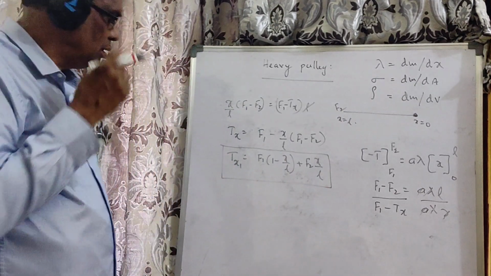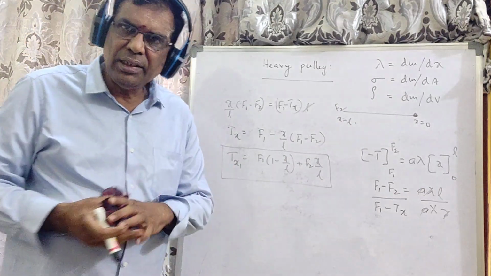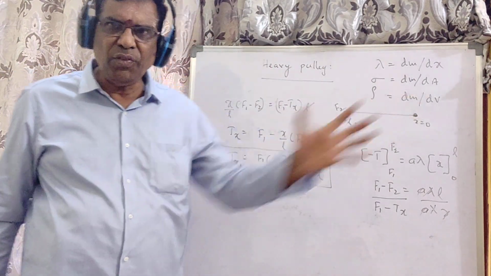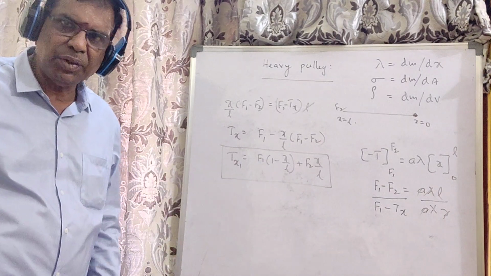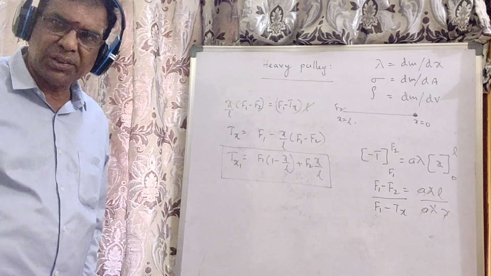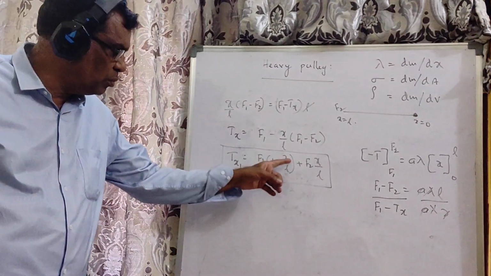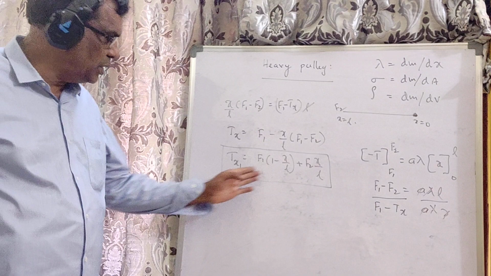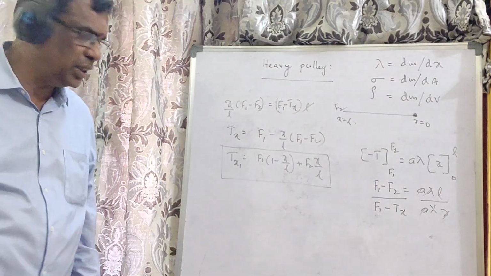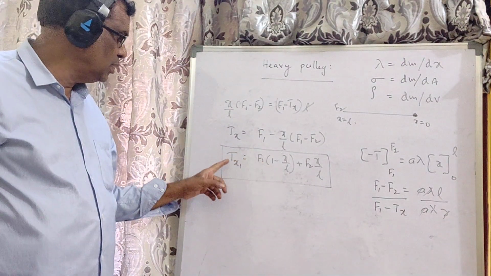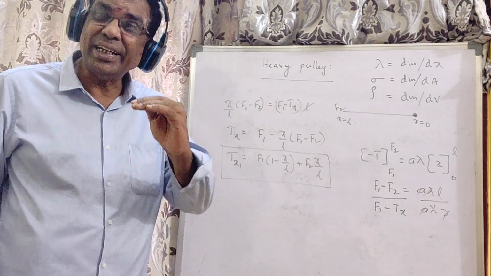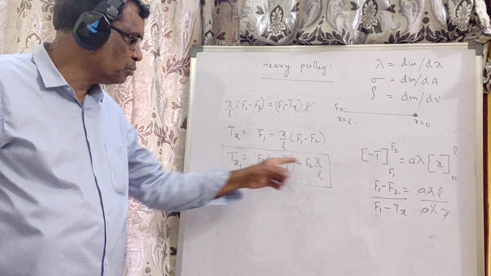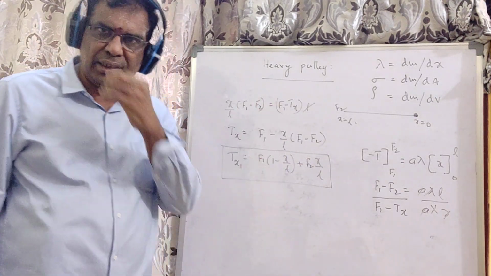The tension Tx1 stands for x measured from the point where F1 is applied. Likewise, I have put it. Suppose it is Tx2, you will write F2 into (1 minus x by L) plus F1 into x by L. That's how you are going to write. From this you can find out: if x is equal to 0, this will cancel, T becomes F1. If x is equal to L, this becomes 0, this becomes 1. Tension is F2. That's how we have started out.